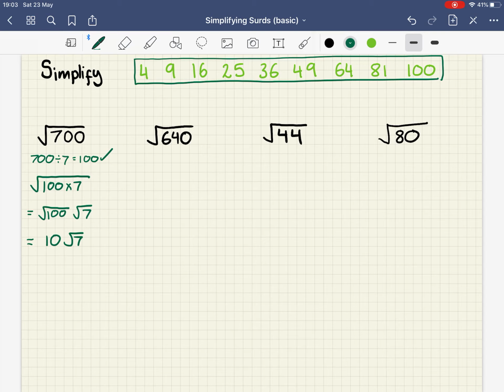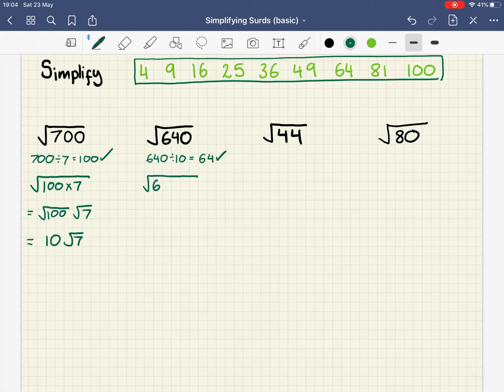Okay, so the next one. I'm looking at that, I'm going, right, I've got 640. And this 6 and 4 part, instantly when I look at that, it suddenly clocks to me that I've got 64 in my list of square numbers. And so to get to that, all I need to do is divide 640 by 10. And so that is what I'm going to work with.